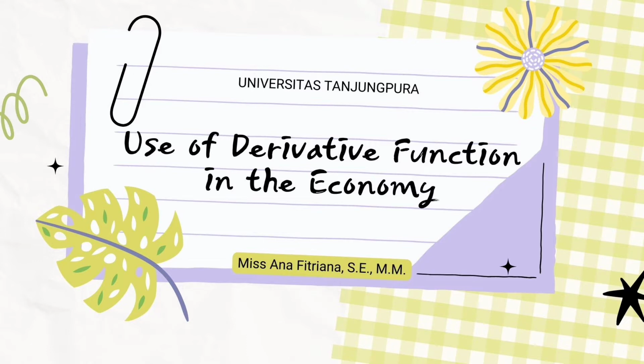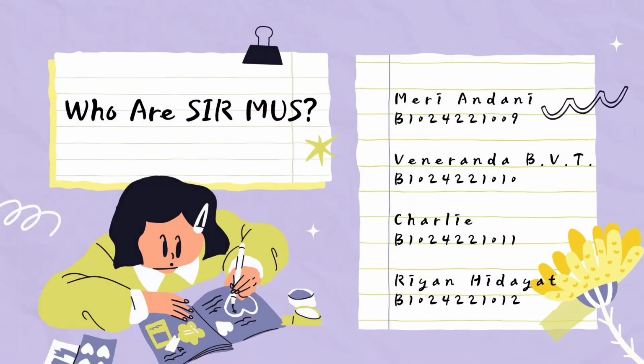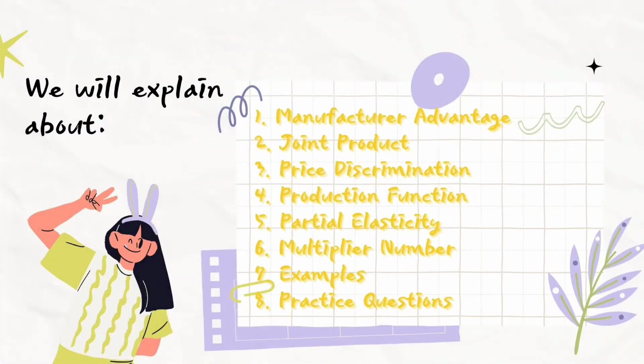This is our presentation about equations based on the derivative function for economic use. This video is brought to you by MUS. The members are Mary Andani, Veneranda Bibi Filatio, Charlie, and Rian Hidayat. We will explain about manufacturer advantage, joint product, price discrimination, production function, partial elasticity, and multiplier number, and we will give both examples and practice questions.